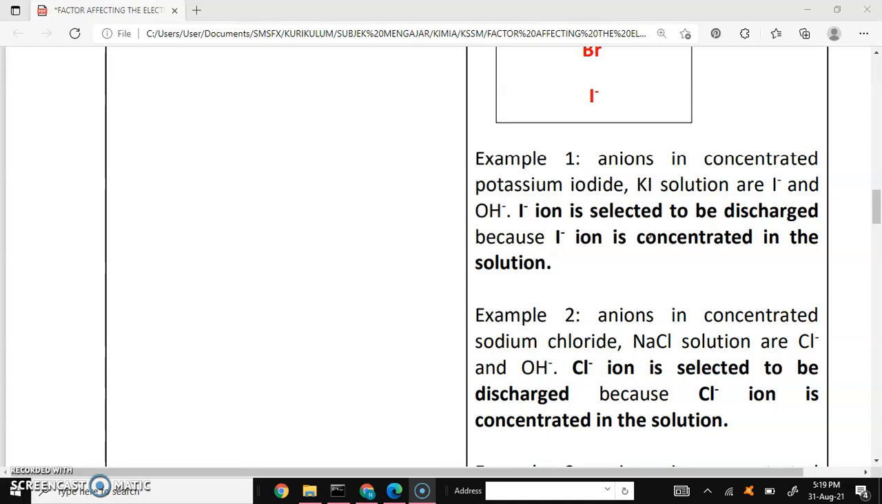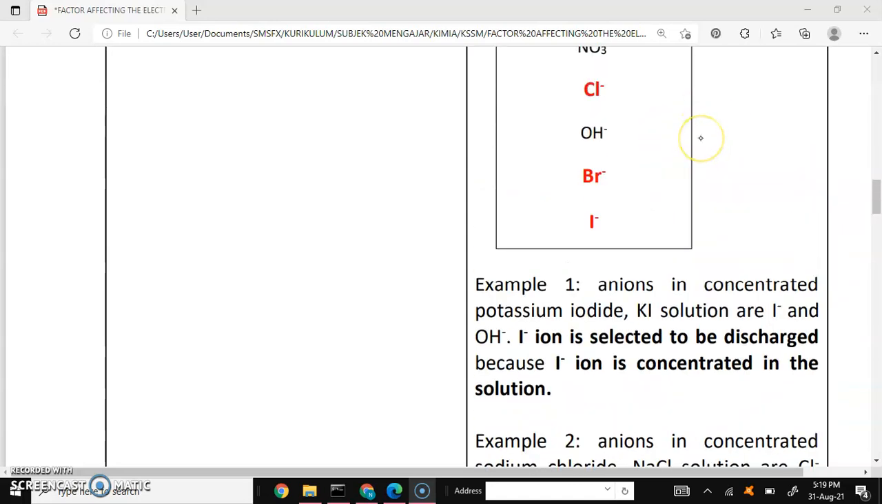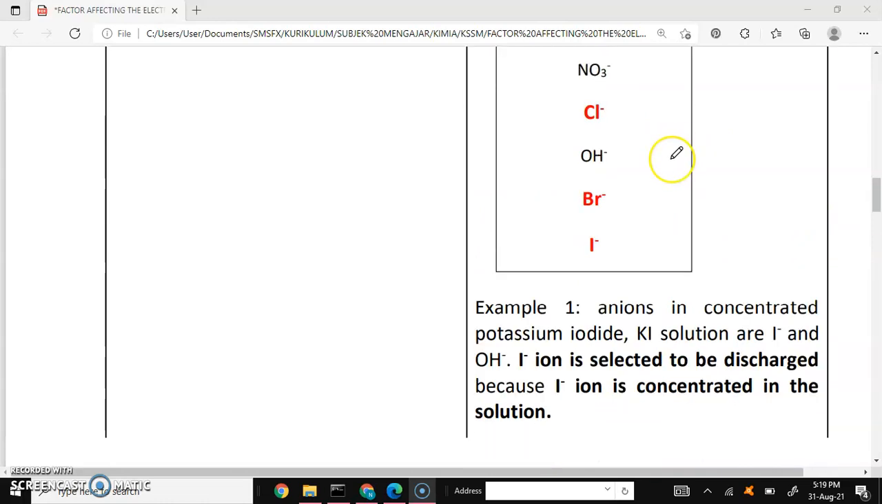Iodide ion is selected to be discharged because iodide ion is concentrated in the solution. Okay. So rule ini boleh diguna pakai sebab dia adalah iodide ion. Okay. Example number 2.